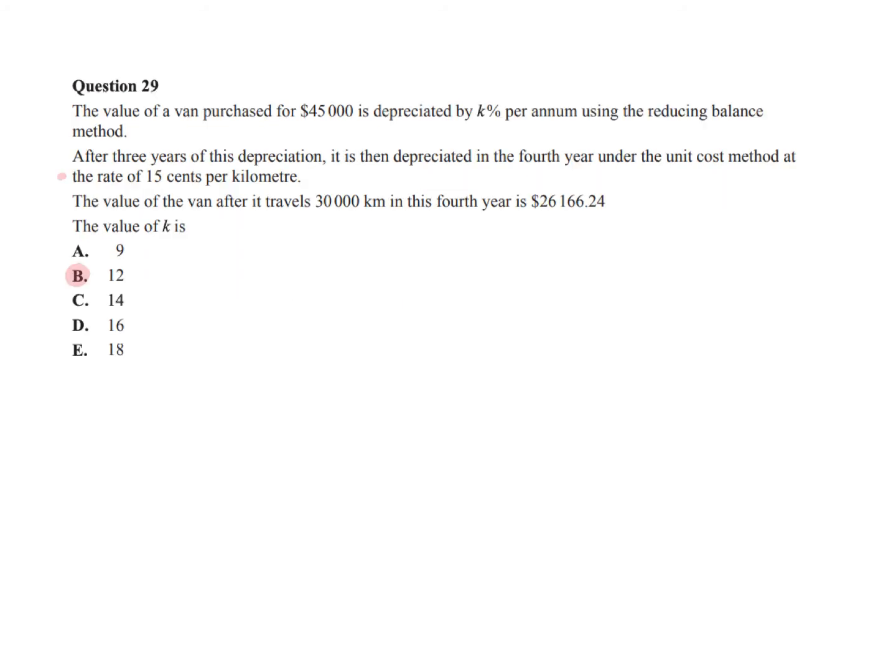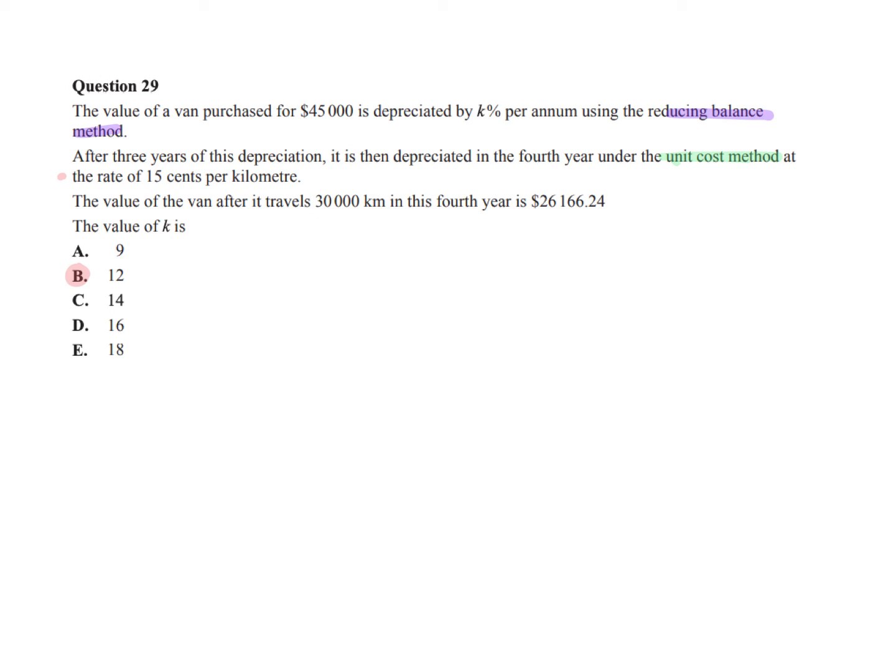Question 29. The value of a van purchased for 45 depreciates by K% per annum using the reducing balance method. So we've been told that. After 3 years of this depreciation, it then depreciates in the 4th year under the unit cost method. So it changes after a while. The value of the van after it travels 30,000 kilometres in the 4th year is this, okay? So find the value of K.